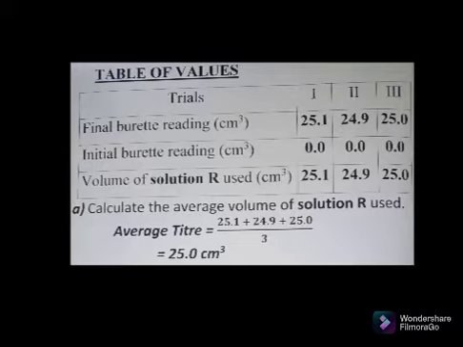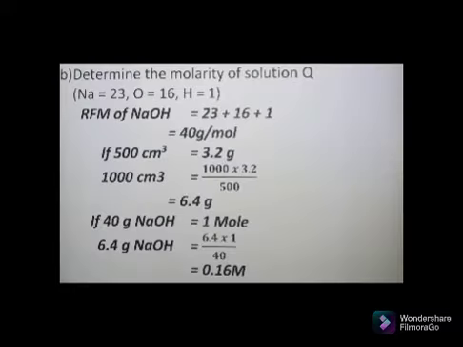Question B will be to determine the concentration, or rather the molarity of solution Q. Remember, you'll be given the relative atomic masses of sodium, oxygen, and hydrogen. The very first thing you do is determine the relative formula mass of sodium hydroxide: 23 plus 16 plus 1, you get 40. If you go back to the guideline, you're told that the solution was made by dissolving 3.2 grams of sodium hydroxide in half a liter. But molarity is in 1 liter.